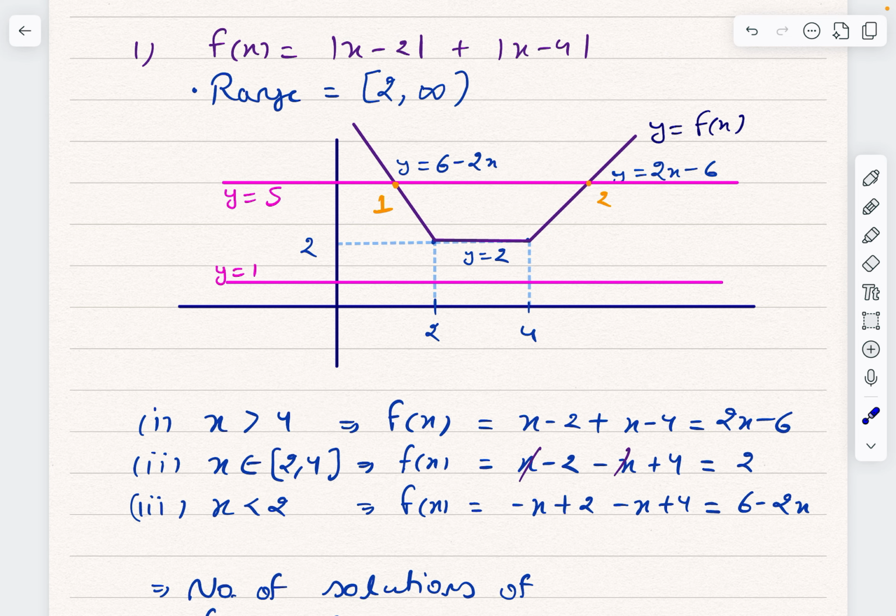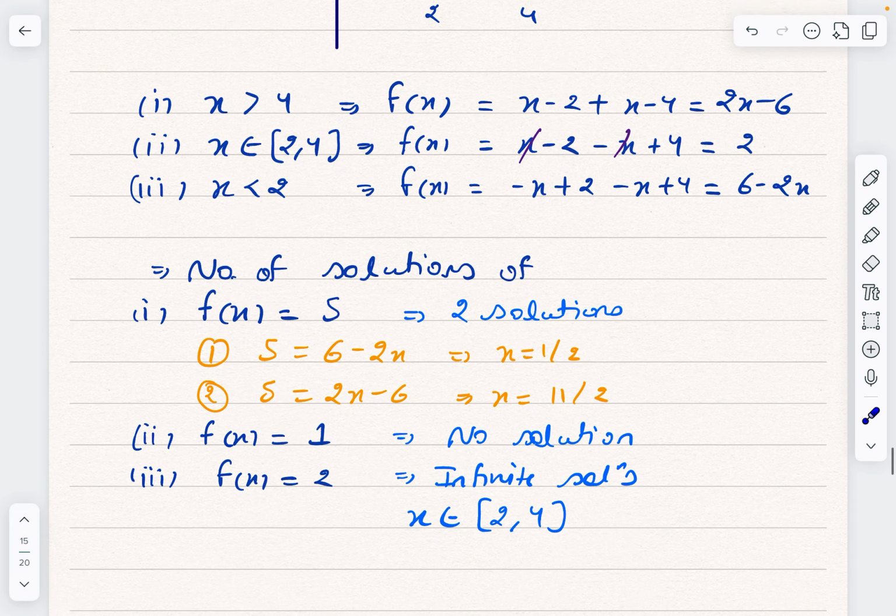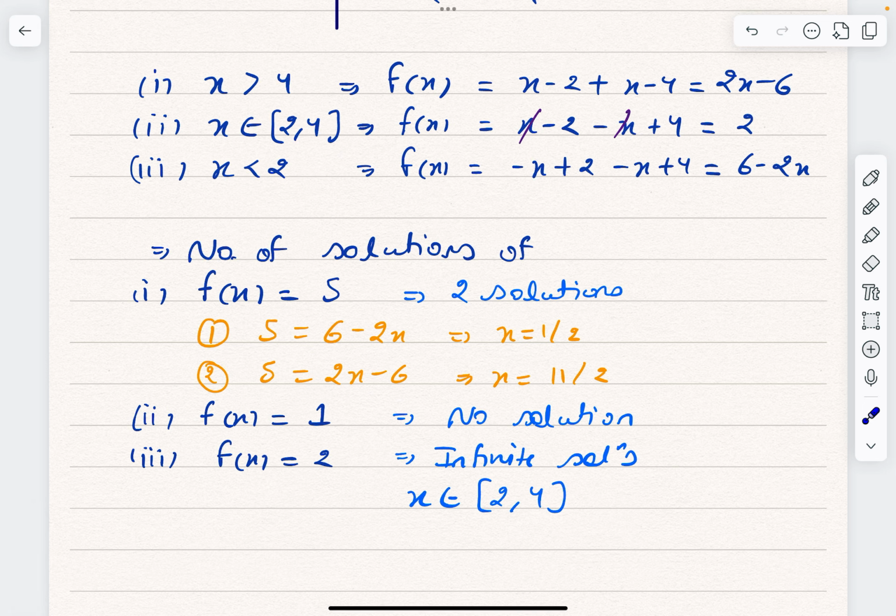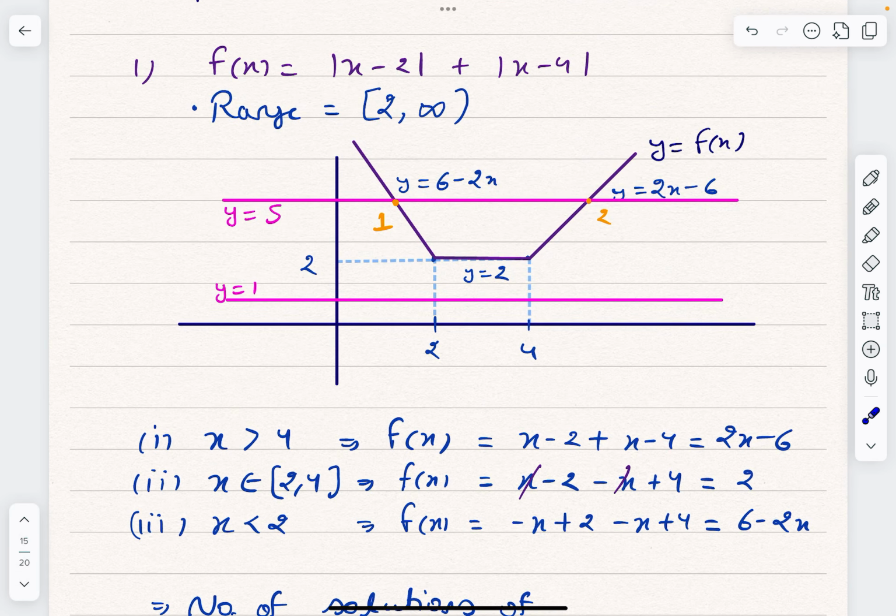Next, f(x) equal to 1. In f(x) equal to 1, you will draw a line y equal to 1. Now y equal to 1, you will see a line which will be like this. You know our range was 2 to infinity. So our graph does not intersect this line y equal to 1, so there will be no solution.